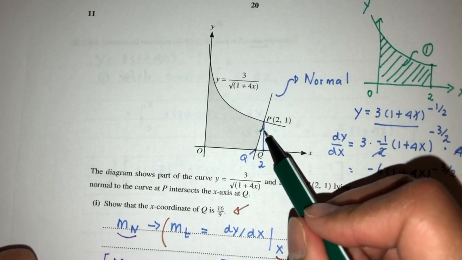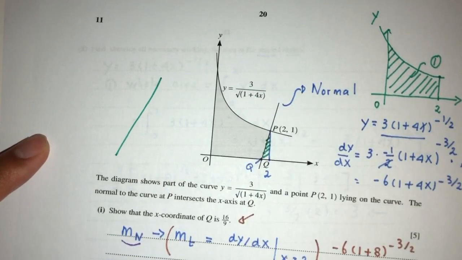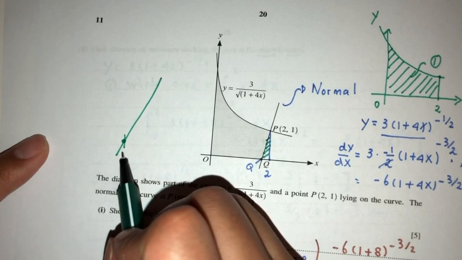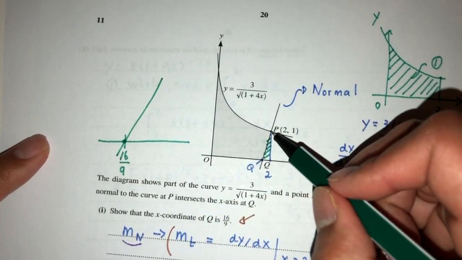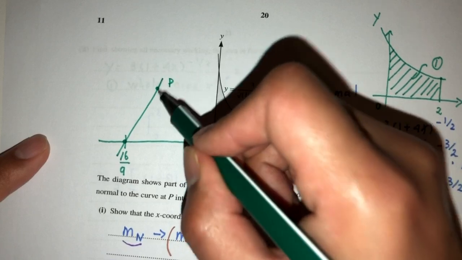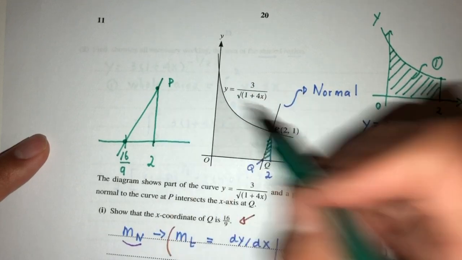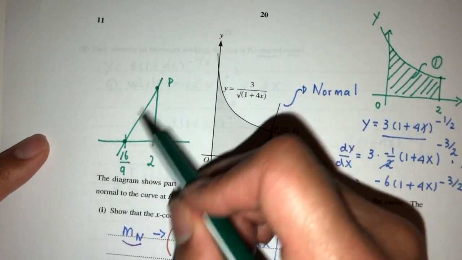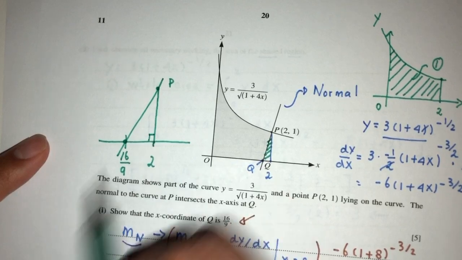Now, as you can see here, we don't care about this one. If you observe, this line, the normal, is a straight line, right? And the x value of q is 16 over 9. This is my x-axis, right? And p here, let's say p is here. If you draw this here, the x value of p is 2. This is also a vertical line, because that's the x value of p. And this is a straight line because that's a normal. But this is horizontal and vertical, so this is going to be 90 degrees.